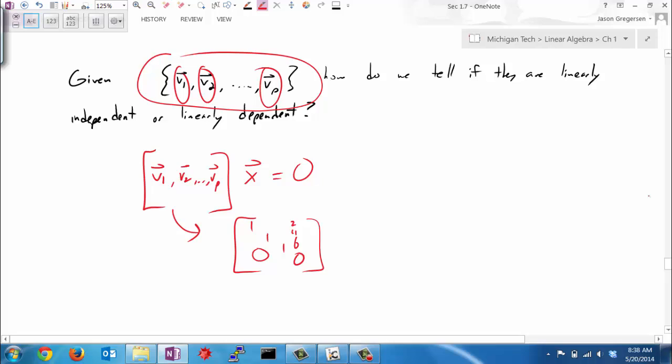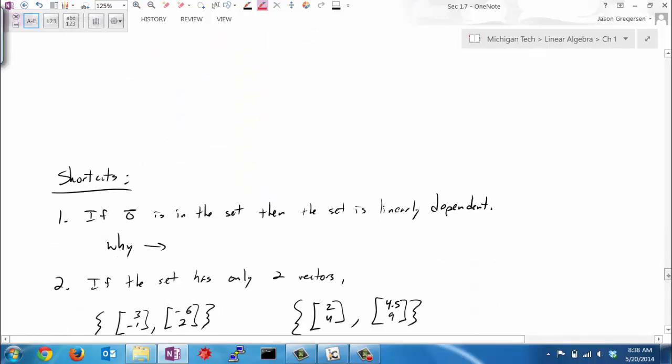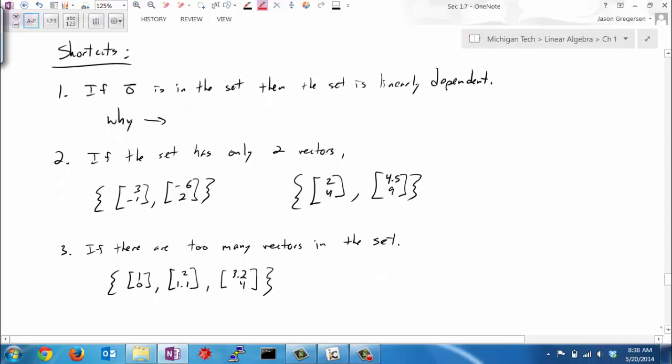So that's kind of the formal way to show it. We can use that process for any set of vectors. We can throw them in that matrix, do the row reduction, and we just have to make the right decision when we're done. But a lot of times we don't want to go through all those steps. We want to take shortcuts pretty much whenever we can, right? So there are some shortcuts that we can take to determine whether a set of vectors is linearly independent or dependent.